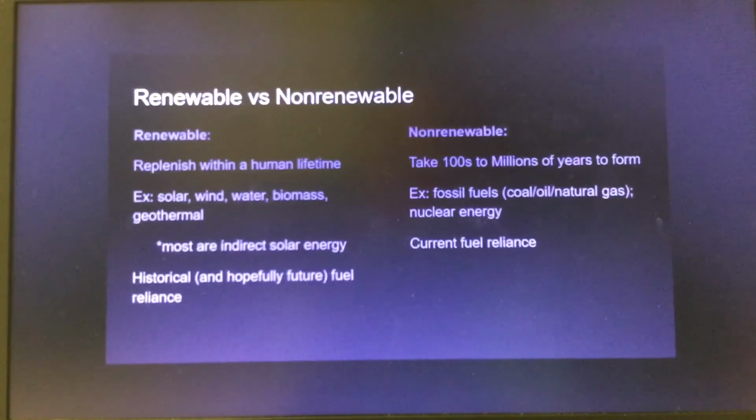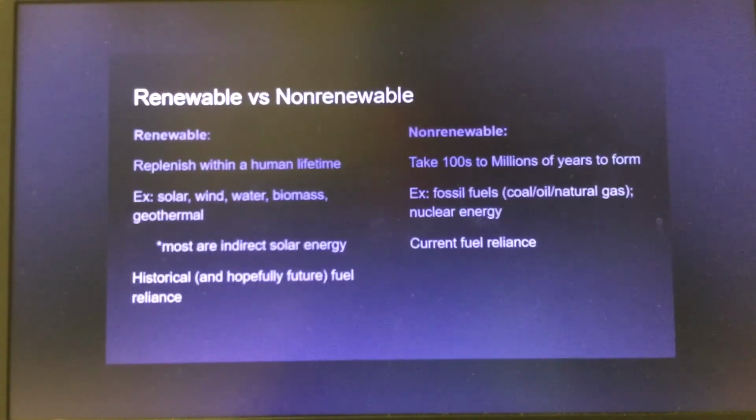It's important to note that most of those are indirect forms of solar energy. So if biomass is material that we burn from living things like lumber, that got its energy from the sun. The currents that drive wind and water energy also come from indirect heating of the Earth's surface. So again, indirect forms of solar energy.